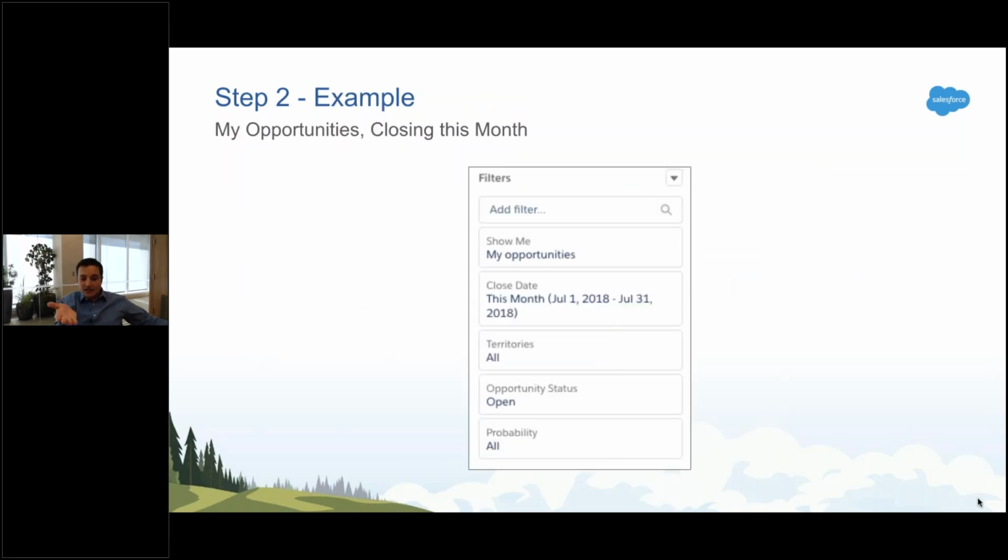And so here's a set of filters. Just take a look at it, right? Show me my opportunities, not all opportunities. These are the opportunities I own. Closing this month, and I took the screenshot a while ago. And all territories that are open, I want to see open deals because they're not closed yet. And there you go, that's my filter, right? So this is just a way to read about it.